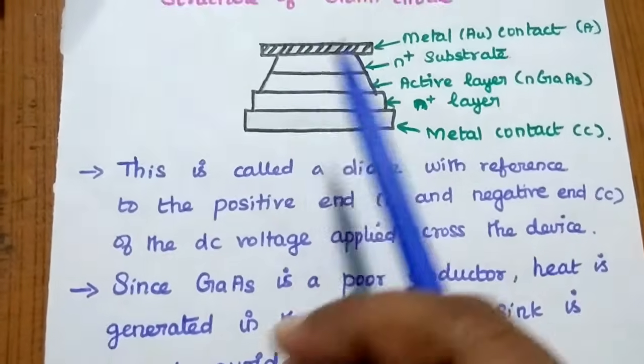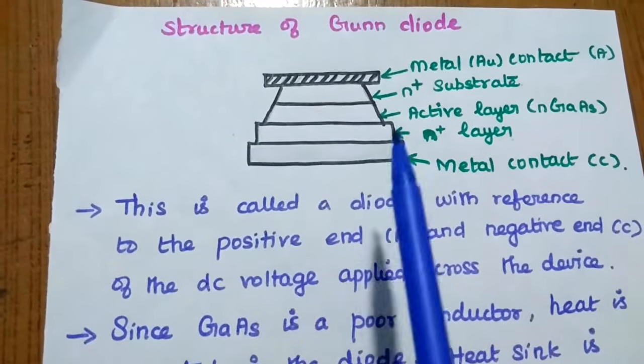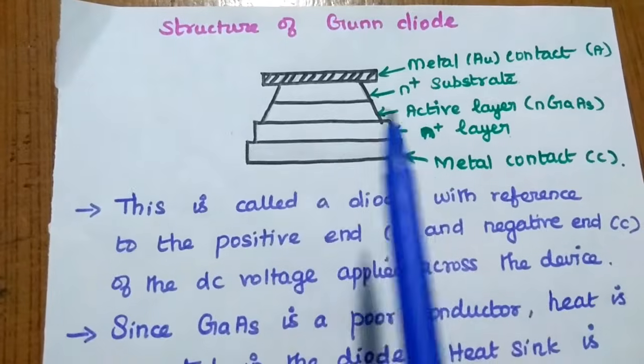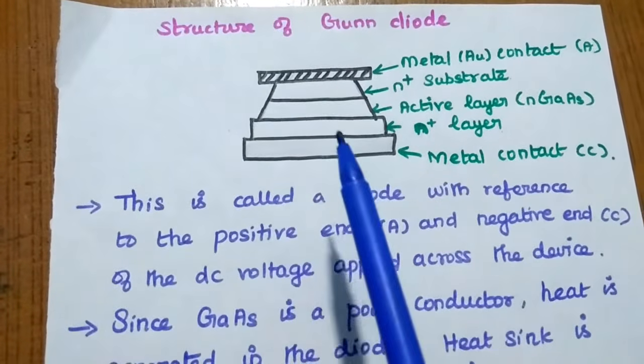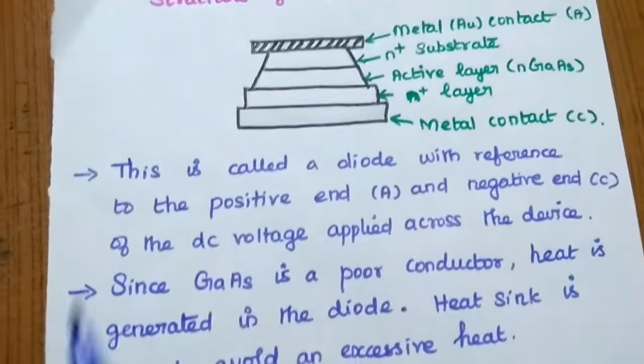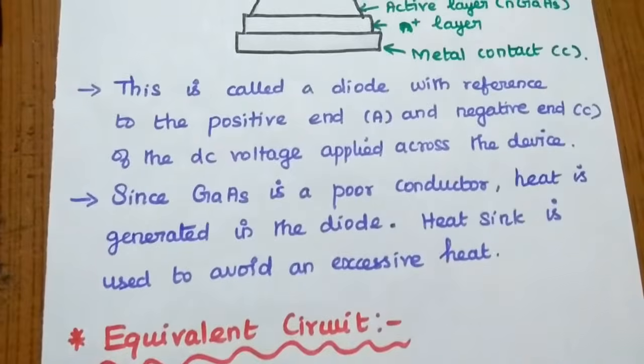So this is called a diode with reference to the positive end and negative end of the DC voltage. This construction doesn't have cathode and anode, that is positive and negative, on its own. After connecting with the DC bias, we can mention the anode and cathode.